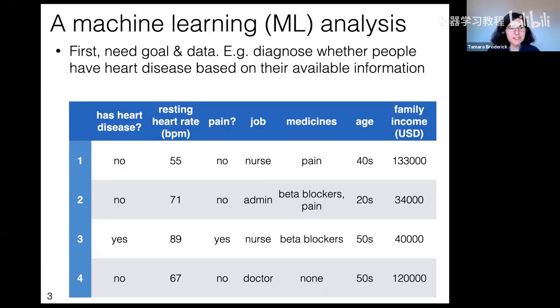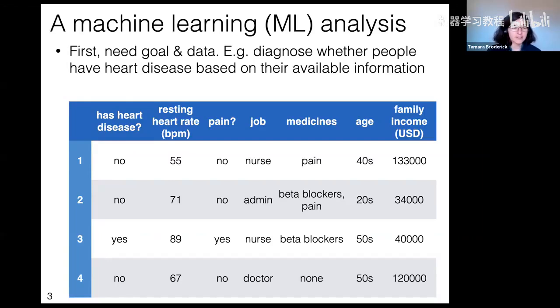Okay, and this group of people has also measured the resting heart rate of these individuals in beats per minute. They've measured if they've been experiencing pain in some time period, maybe the past month. Maybe we're looking at individuals who work at a hospital, and so we could ask, what's their job within the hospital? Maybe that has some bearing on this diagnosis. We can look at what medicines they're taking. We can look at their age, maybe just roughly which decade they're in, and maybe the income of their entire family, not just their own personal income.